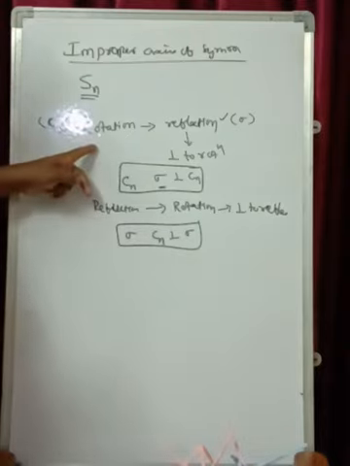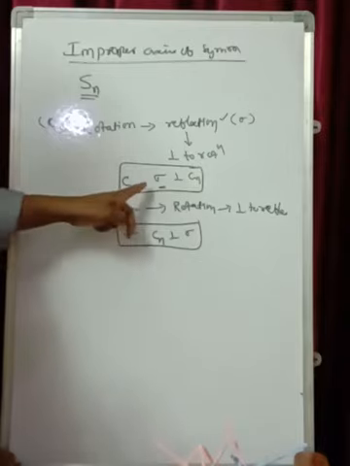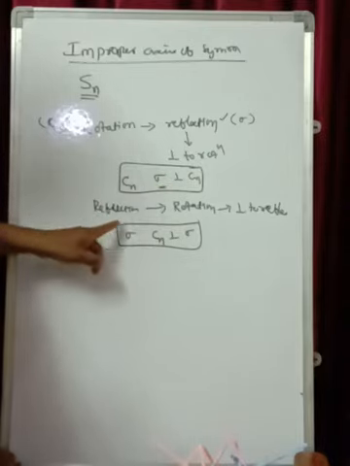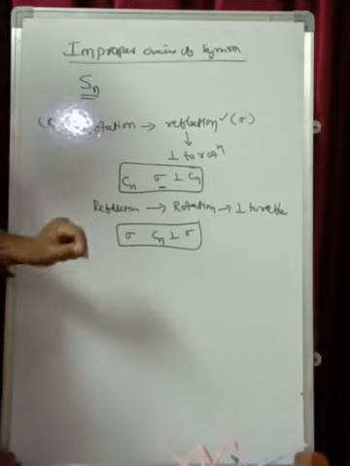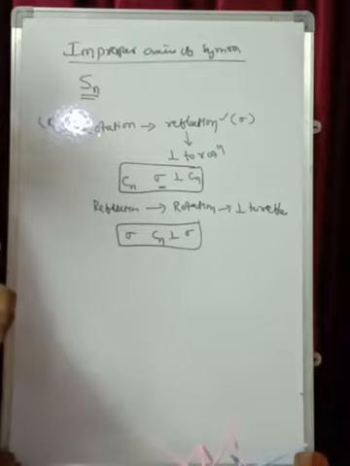That is rotation followed by reflection perpendicular to the rotation, that is Cn followed by sigma perpendicular to Cn. Or reflection followed by rotation perpendicular to reflection, that is sigma followed by Cn perpendicular to sigma. This is called the improper axis of symmetry.